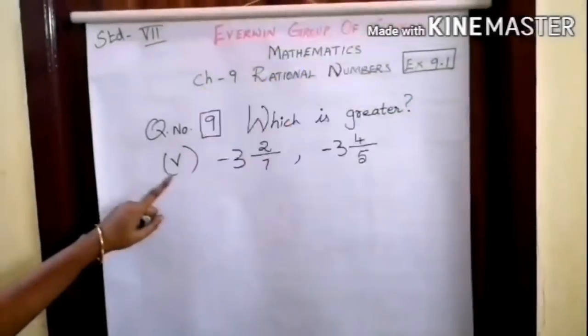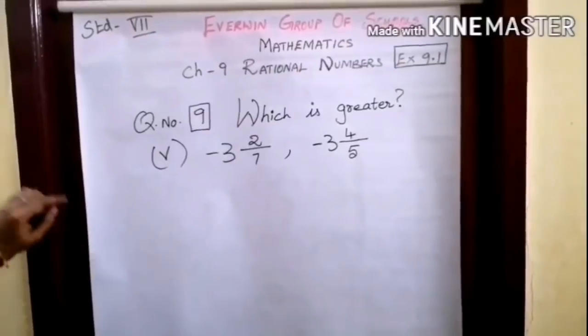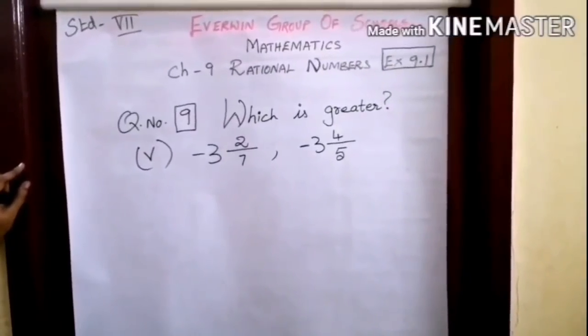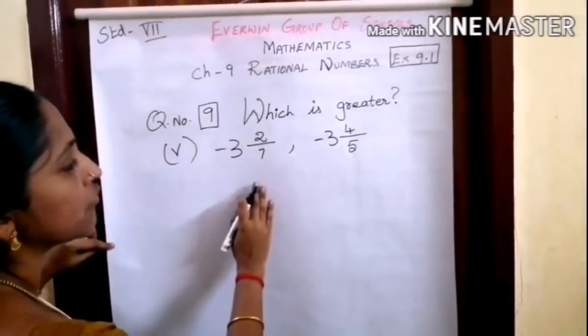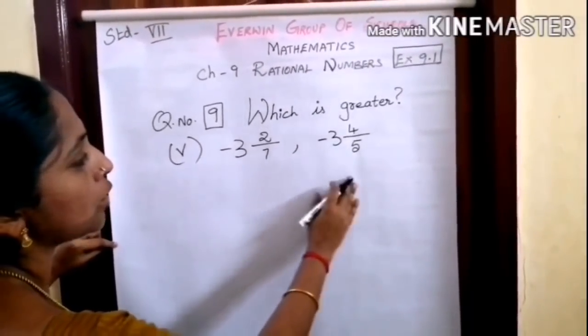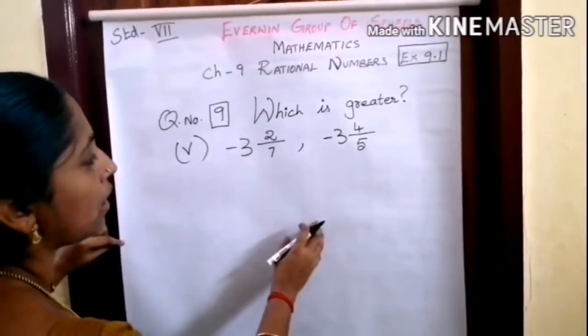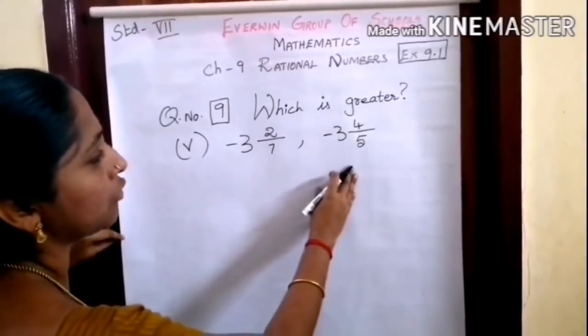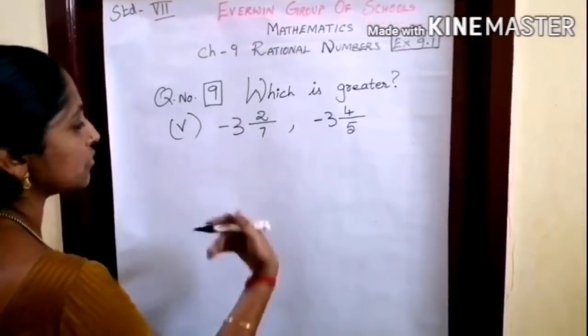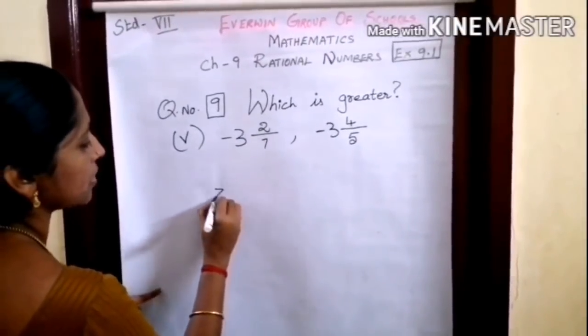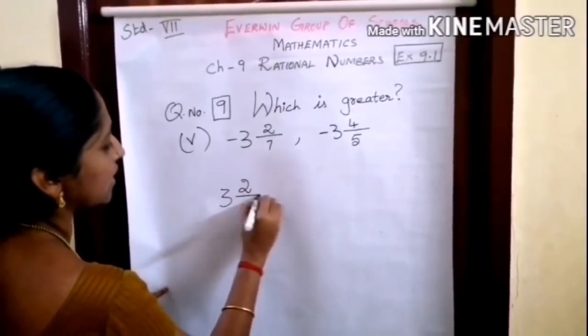Question number 9. Which is greater? Minus 3 2 by 7 or minus 3 4 by 5? Here, we cannot compare these two numbers easily because both are negative rational numbers. First, it is a mixed number. First, we will take this number 3 2 by 7.